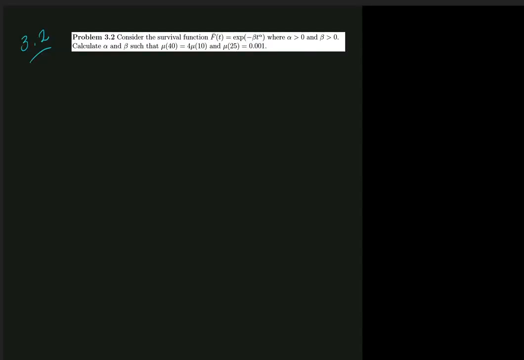So, problem 3.2. Consider a survival function. It's very nice, this problem. They say assume that alpha is greater than 0, assume that beta is greater than 0, and look at this survival function where the exponential is taken to the minus beta times t to the alpha power. And then they ask us to find the value of the parameters that satisfy this and this. So let's just take a look at that.